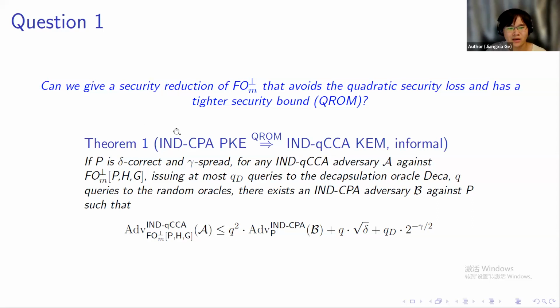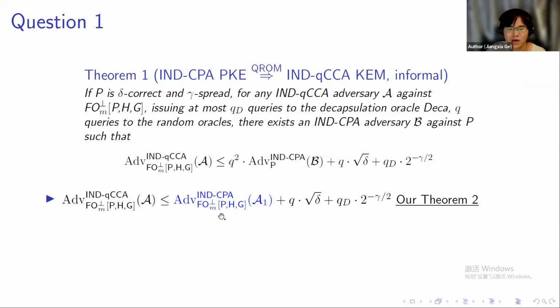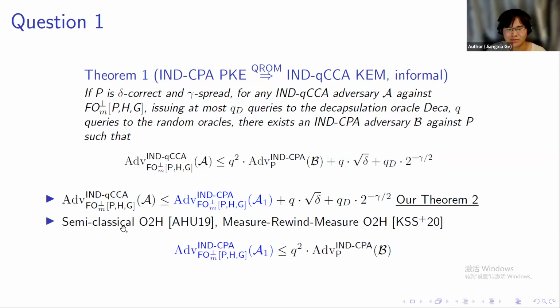For the first question, as given above, our answer is the following theorem. By using our core theorem, Theorem 2, the proof of this theorem is very simple. First, by using our Theorem 2, we obtain this inequality. Then by directly using the semi-classical one-way to hiding lemma proposed by Ambainis, Hamburg and Unruh, and the measure-rewind-measure one-way to hiding lemma proposed by Kuchta et al., we find the IND-CPA security of FO-bot can be reduced to the IND-CPA security of the underlying PKE scheme P. So combining these two formulas, we obtain this inequality.